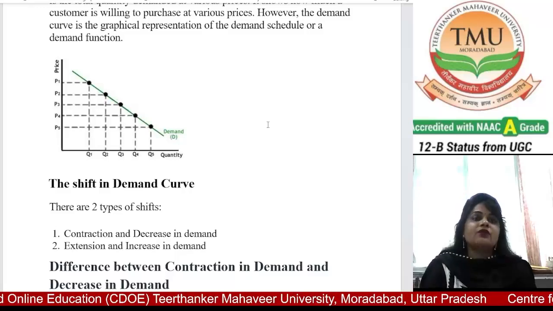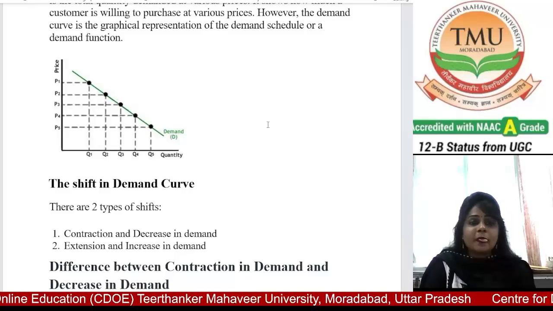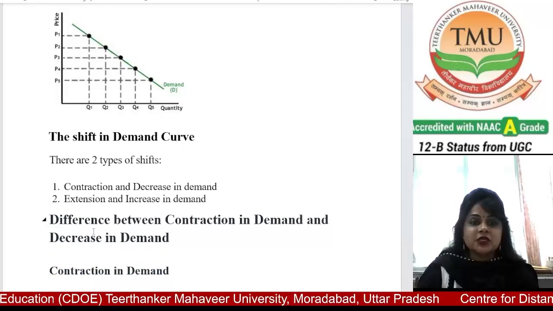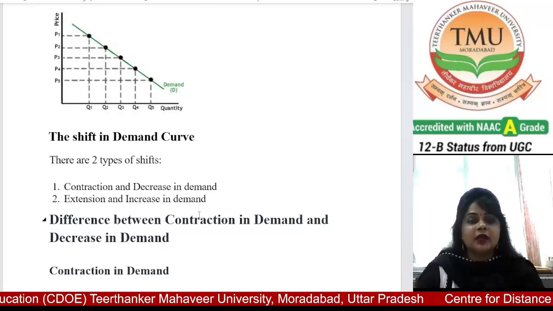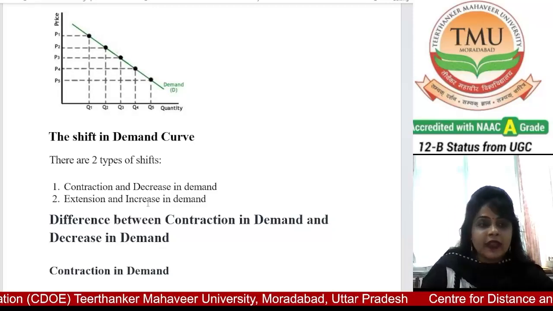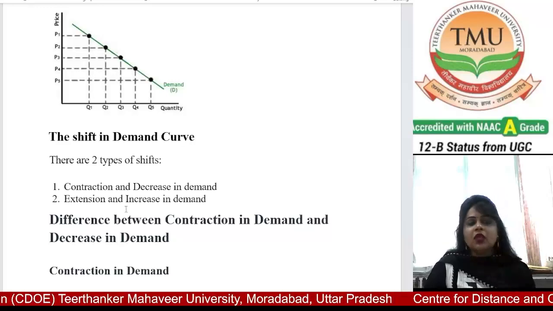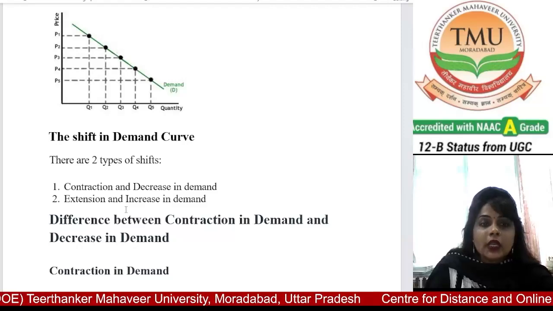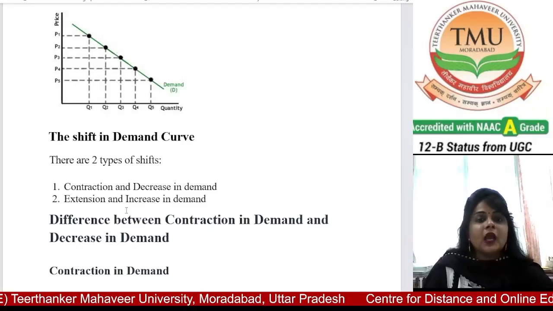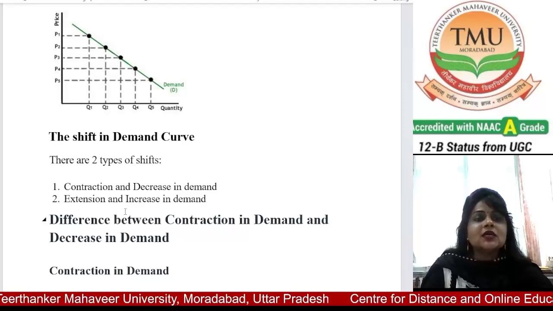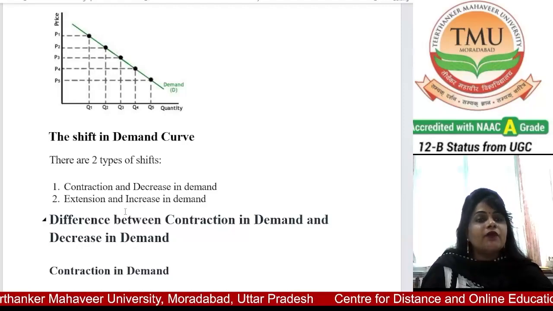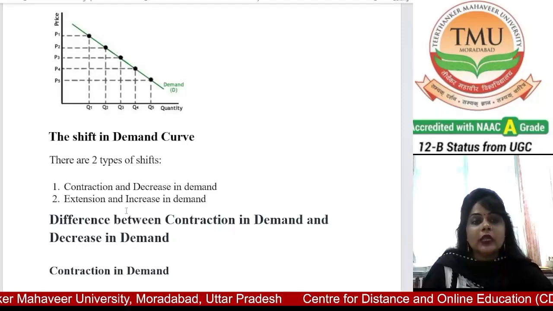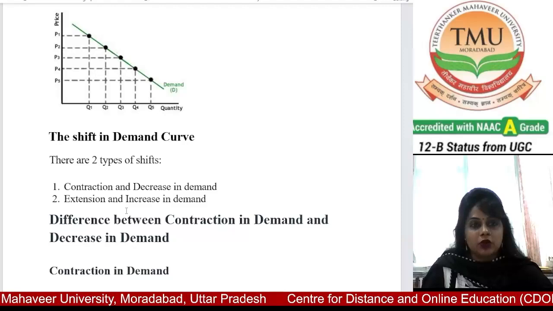Now today in this topic we discuss the shift in demand. There are two types of shifts: contraction and decrease in demand, and extension and increase in demand. First of all, I want to explain the meaning. Meaning of contraction of demand: when the quantity demanded falls due to an increase in the price, keeping other factors constant, it is known as a contraction in demand. There is an upward movement along the same demand curve. It occurs due to an increase in the price of the given commodity.